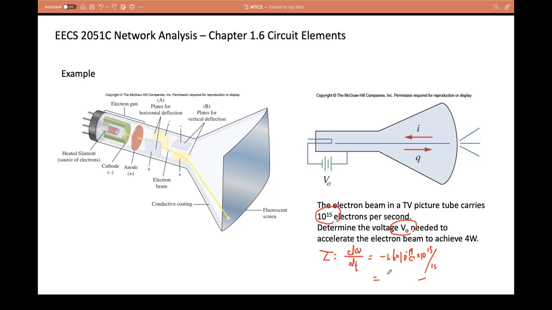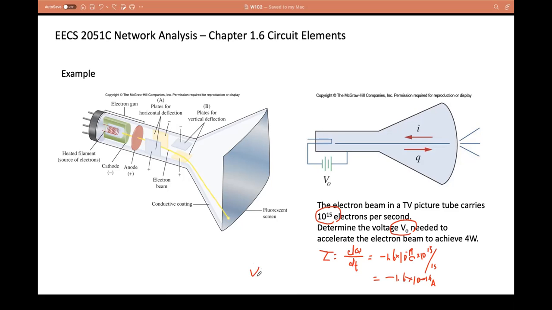And so we got the current is negative 1.6 times 10 to the negative 19, 15, so negative 14 amp. And now we have current. And we have power is 4 watts. And we want to know the voltage.